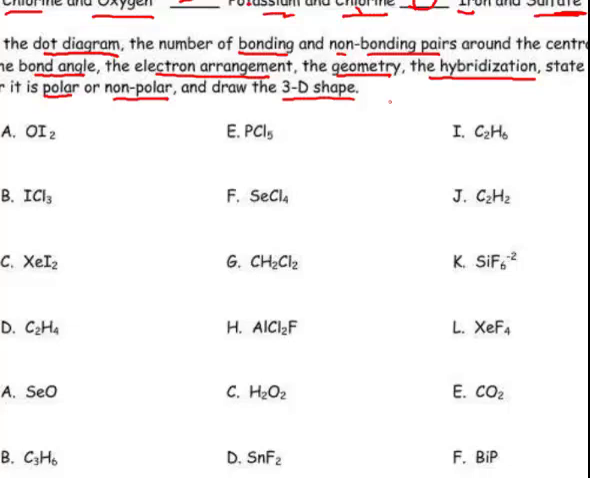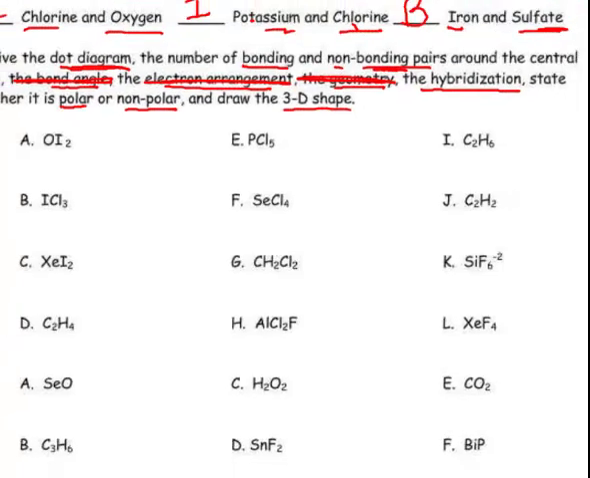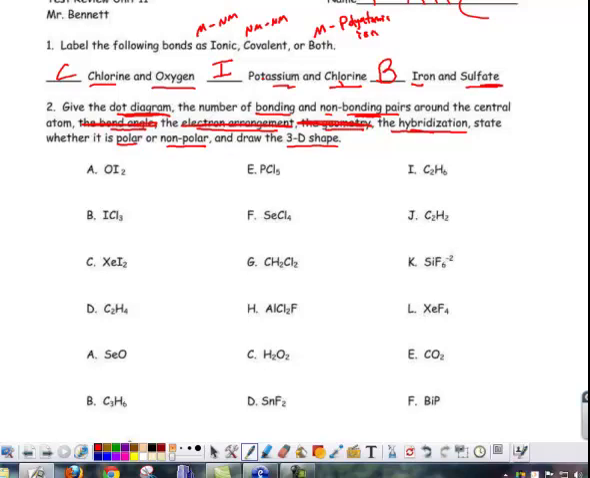You can refer to the VSEPR sheet for the number of bonding and non-bonding pairs, and you can get the electron arrangement, and you can get the bond angle, and you can get the geometry. So I'm not going to include those here because once you know the number of bonding and non-bonding pairs, you could get that. And also, I'm not going to ask you to write all of that down on the test. I am simply going to ask you for the dot diagram, bonding and non-bonding pairs, the hybridization, polar, nonpolar, and the 3D shape, though. So I'll do those.